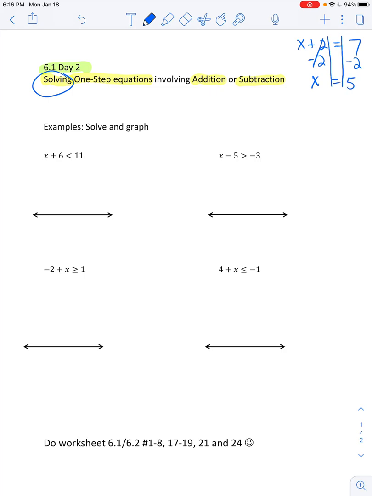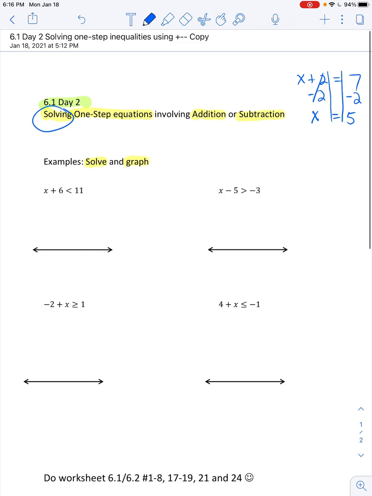That's similar to what we're going to be doing now, but instead of an equal sign, we'll have one of our inequalities from yesterday, and we'll follow up our solving with graphing. So you see here, we're going to be solving and graphing. So if you need to think back to graphing, let's maybe take a run through that.